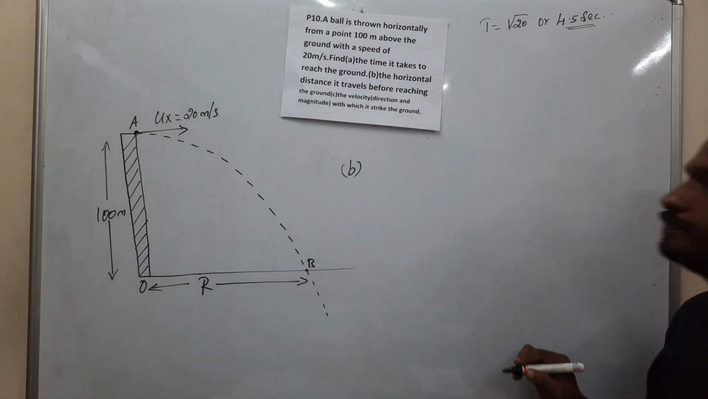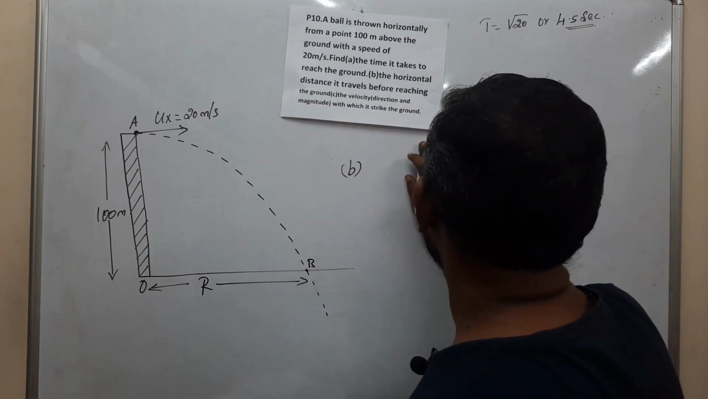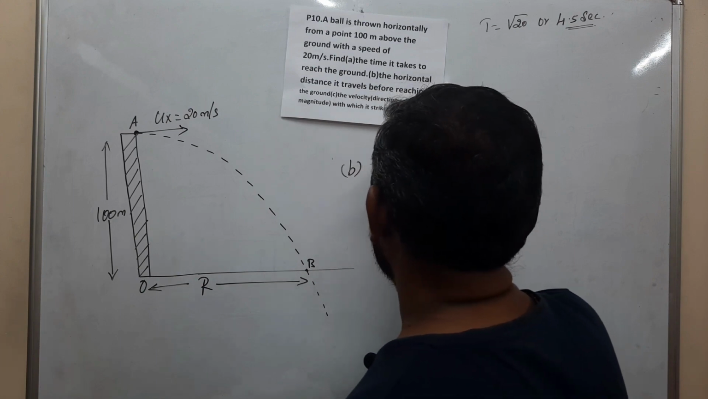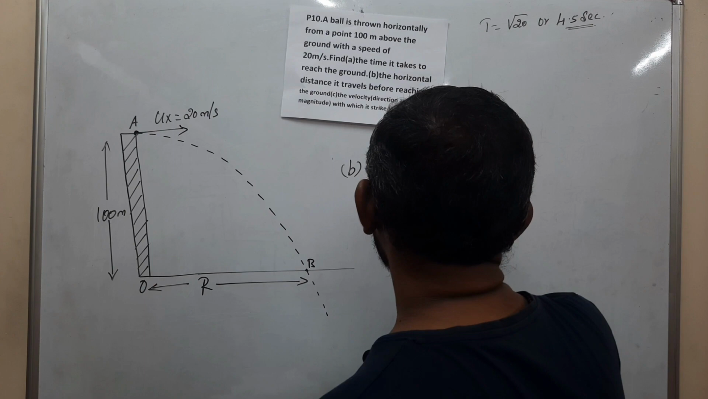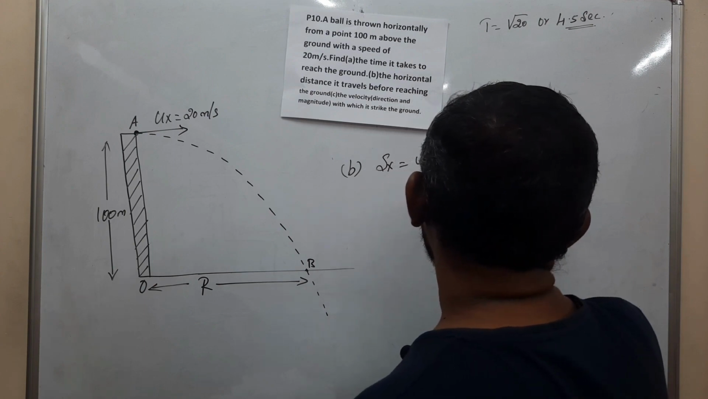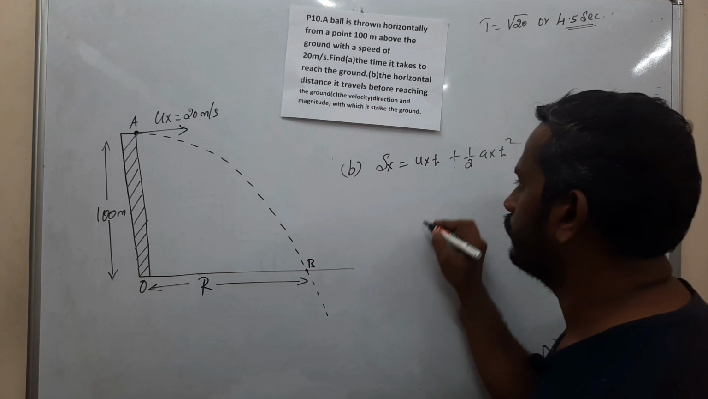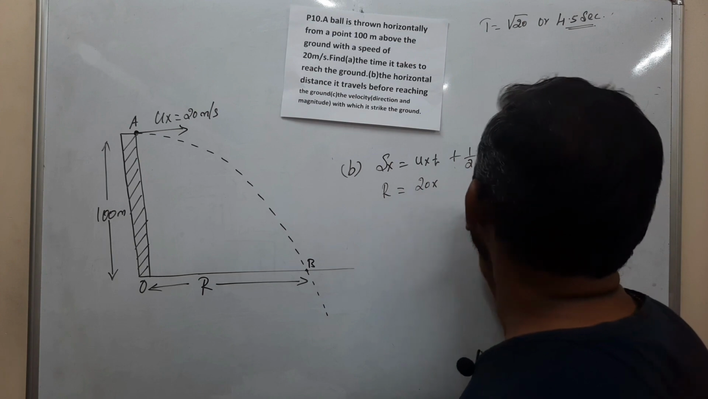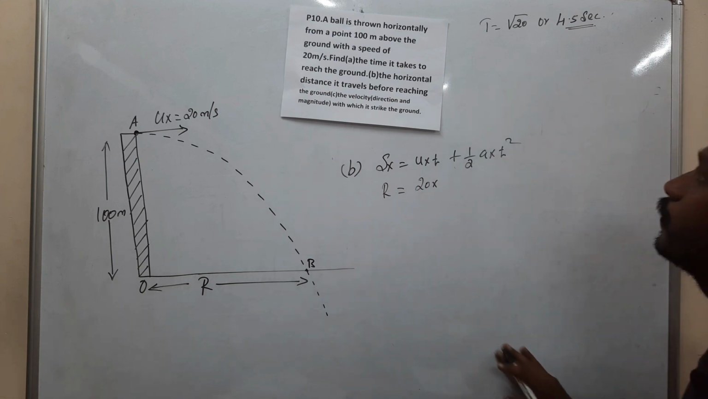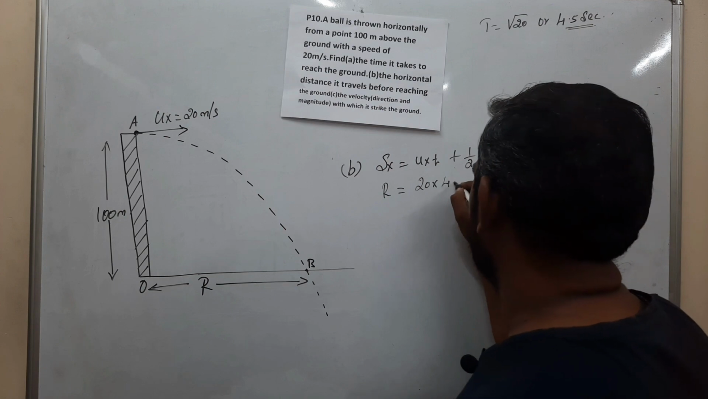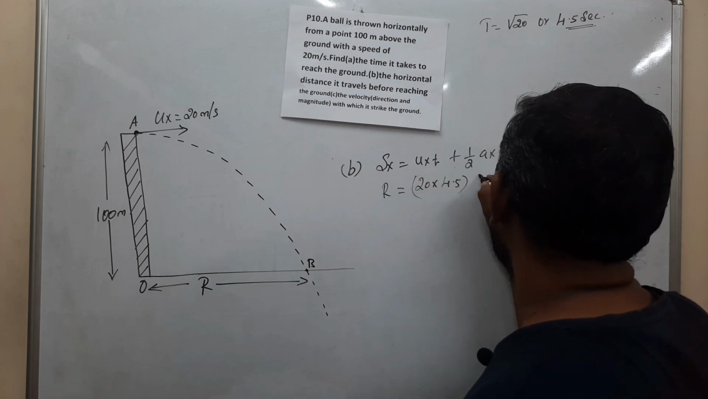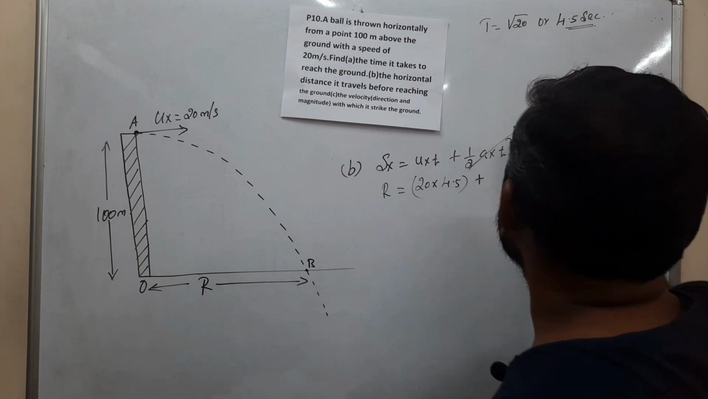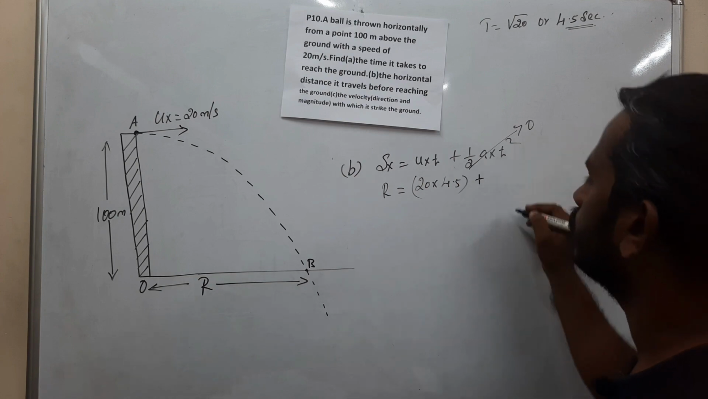R is equal to, so I am finding the equation, that is Sx equal to ux t plus half ax t square. Okay, Sx, that is R is equal to ux, that is 20 into 4.5 plus half ax, that is acceleration in the horizontal direction, is equal to 0. So this term becomes 0.